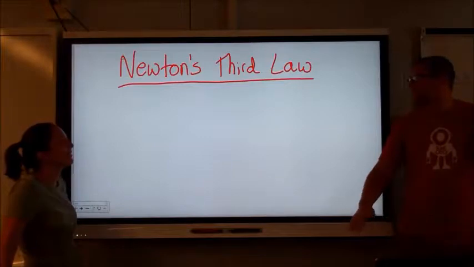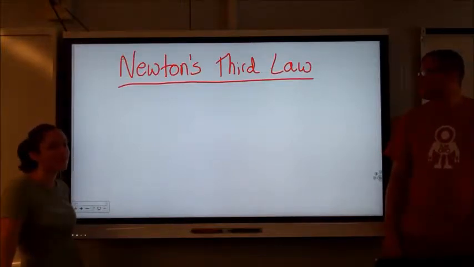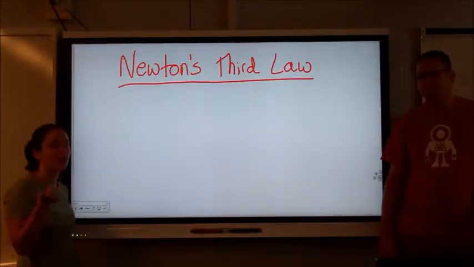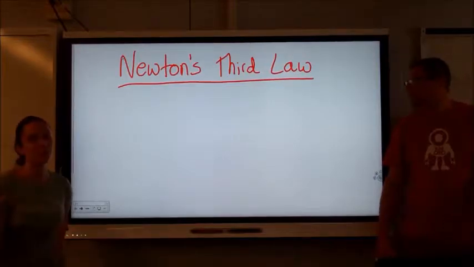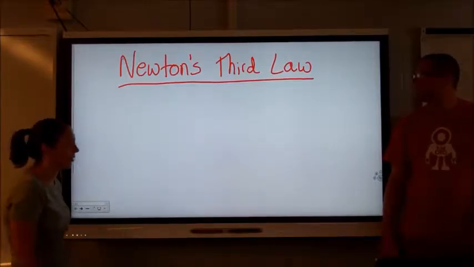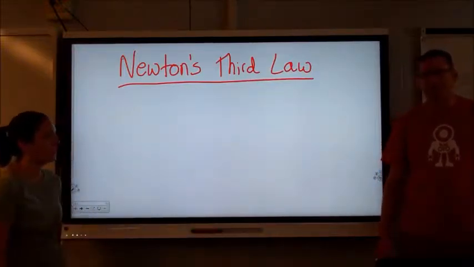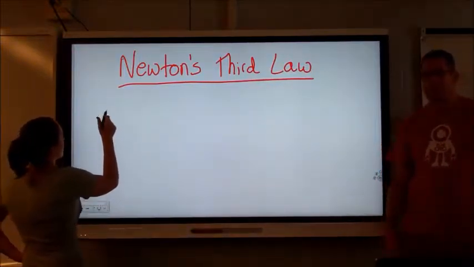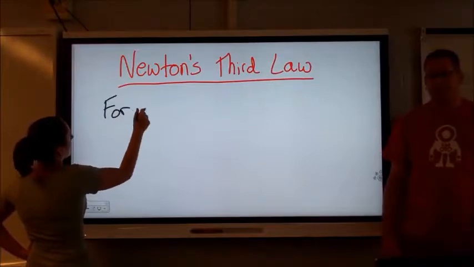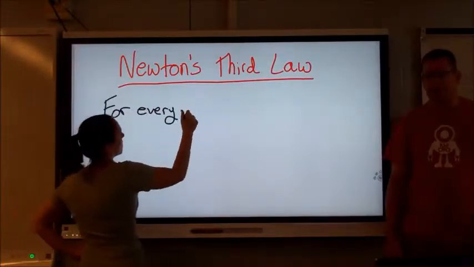So today we're going to talk about Newton's third law of motion. We've already talked about his first law of motion, which was the law of inertia, and the second law of motion, F equals ma, and now we have our third law. Newton's third law, you may have actually heard some of it already. It's usually stated as, for every action, there's an equal and opposite reaction.